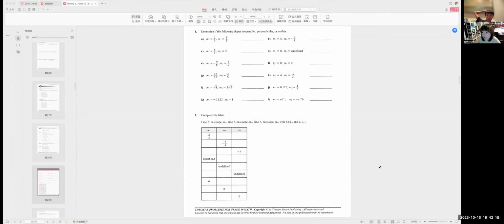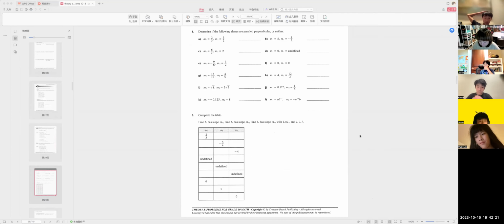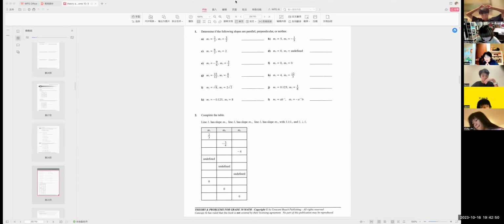And Oliver, why don't you have a profile picture? I don't know. Where did your picture go? Maybe I can leave and then rejoin. Okay. Okay, Oliver, I can see you.